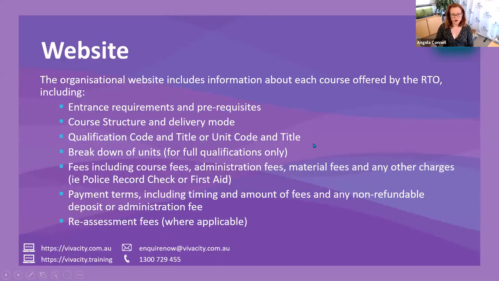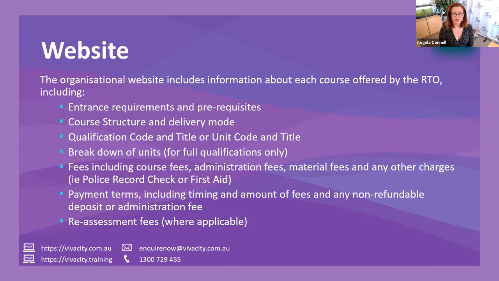Okay, so on your website, the organisational website should include each course that is offered by your RTO, and you should only have on your website what is listed on training.gov.au as a current training product on your scope of registration. If you are advertising or marketing any training products that is not on your scope of registration, for example, you might be applying to place a training product onto your scope of registration, you cannot market that on your website. And the reason why is because you don't actually have it on your scope.